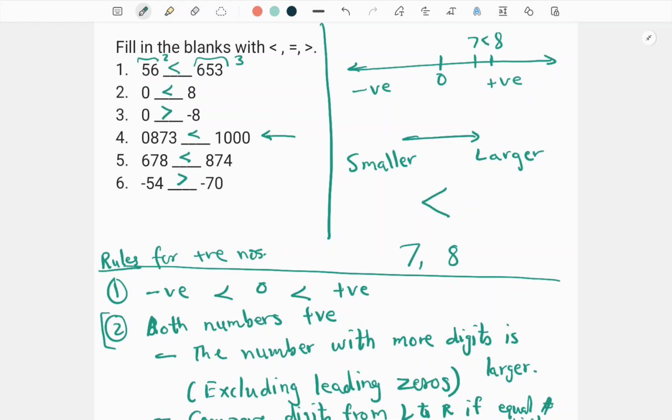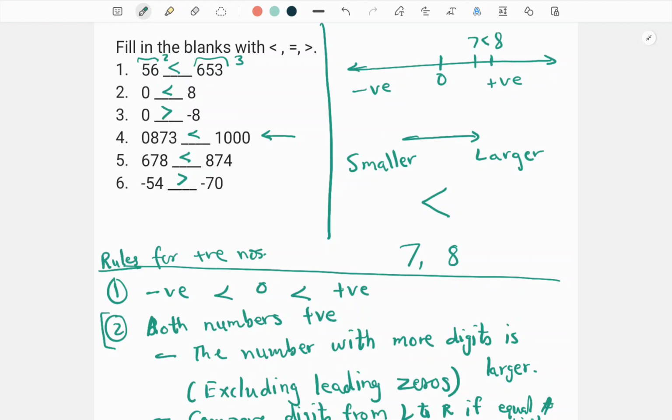Just to recap, so negative numbers are less than 0, less than positive numbers. So if you are comparing a negative number with a positive number or 0, it will always be smaller. Then the important case here is both numbers being positive. If both numbers are positive, then you first remove the leading zeros and see how many digits each number has. If there are unequal number of digits, then that's it. You have a clear winner. The number with the more number of digits is bigger.